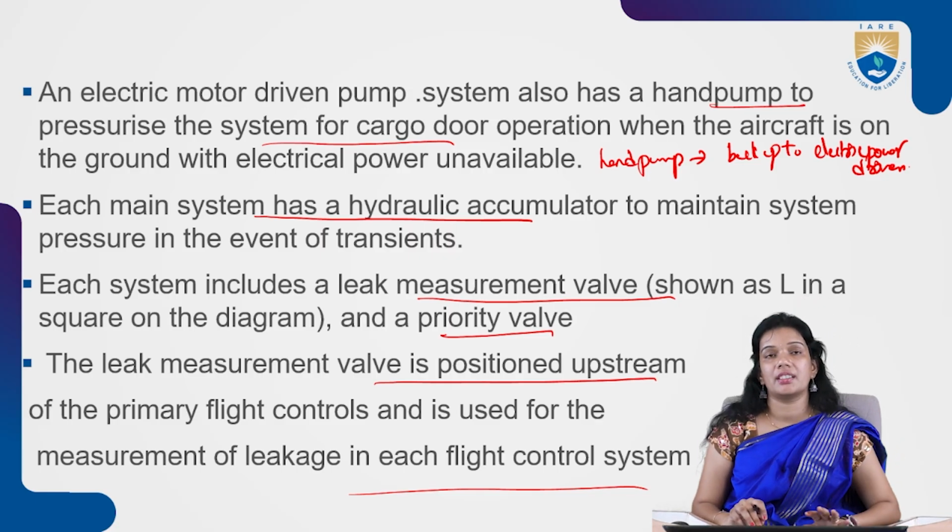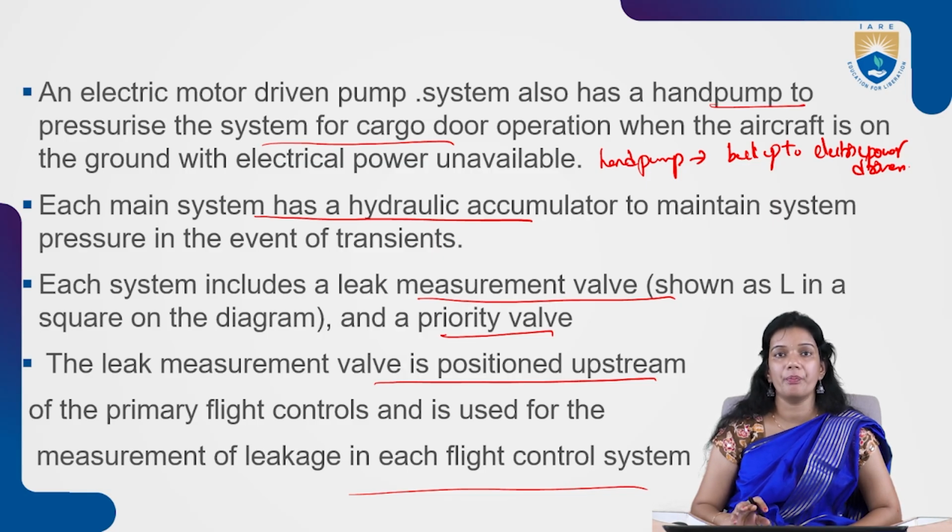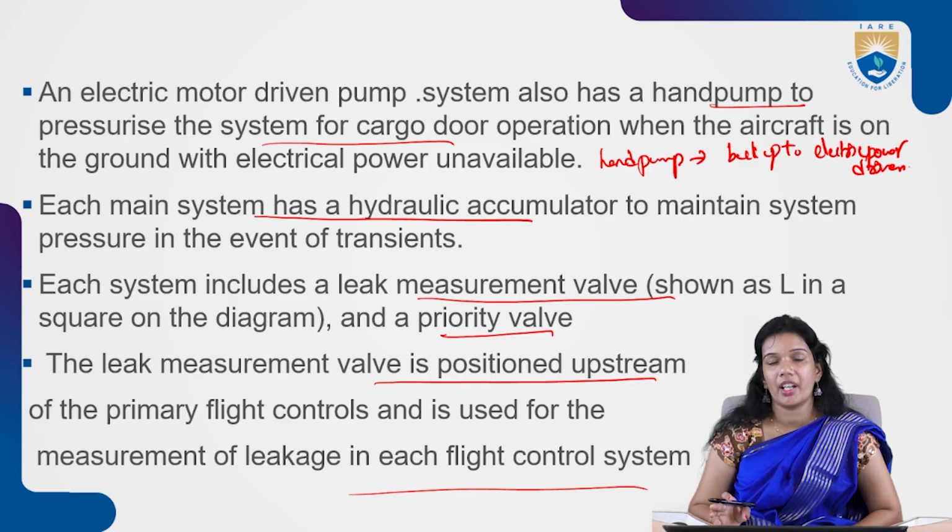So as we said, the green system has its own reservoir, it has its own source, which is the engine driven pump, and it also has its own valves, the leak measurement valve and the priority valve, right?